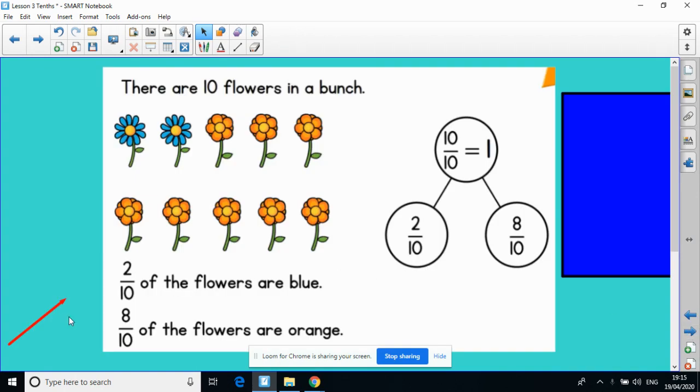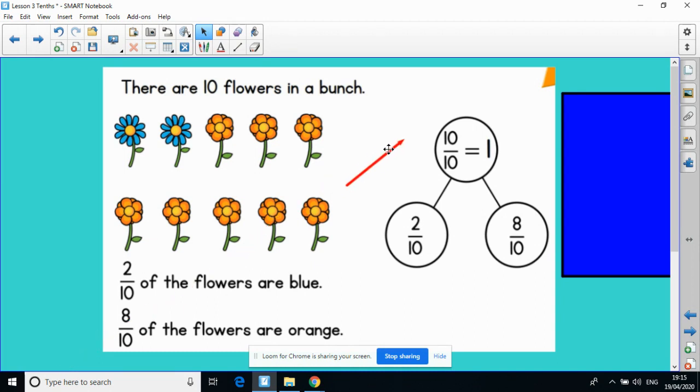We can see here there is a bunch of flowers. There are 10 in a bunch. 2 of the flowers are blue. So 2 out of the 10 flowers are blue. We call this 2 tenths. 2 tenths of the flowers are blue. How many of the flowers are orange? There are 8 orange flowers out of 10. Therefore, 8 tenths of the flowers are orange.